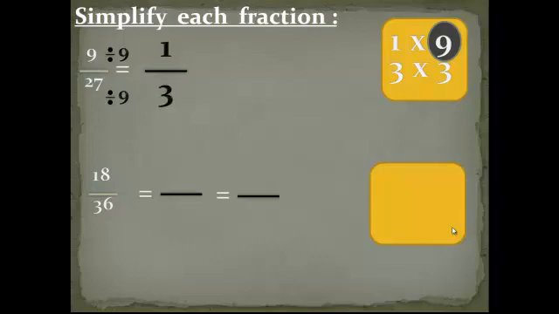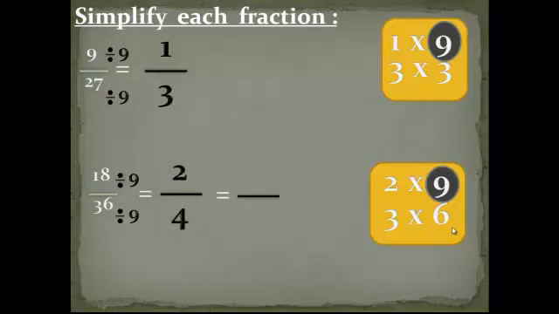Okay. The second one, we have 18 over 36. We are going to look at the number in the numerator, which is 18, and search in the table. 2 times 9 and 3 times 6. Here which number is the biggest? 9. We are going to look at the denominator. Is there any number in table 9 that is 36? Yeah. So we are going to divide the numerator and the denominator by 9. 18 divided by 9 is 2, and 36 divided by 9 is 4.